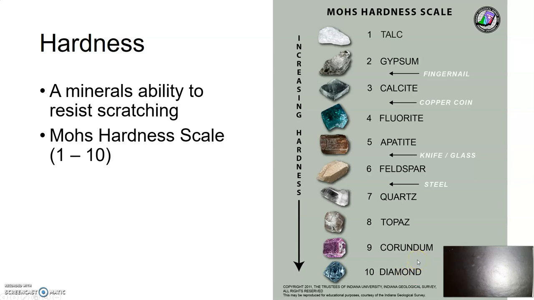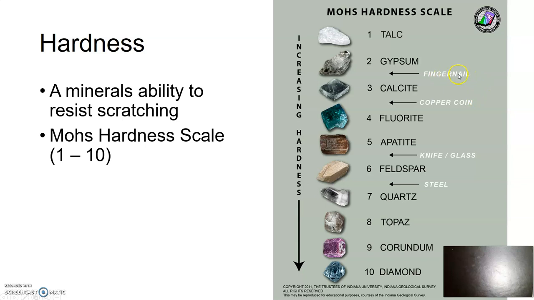That doesn't make it strong. If you were to take a diamond and smack it with a hammer, it would just crumble. Hardness isn't how strong the material is. Again, it's the mineral's ability to resist scratching. Therefore, nothing can scratch a diamond. I take that back. The only thing that can scratch a diamond is another diamond. That's it.